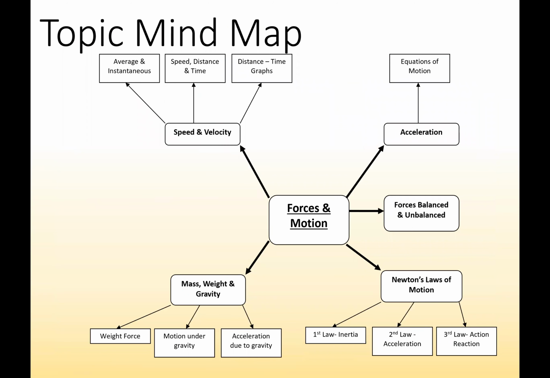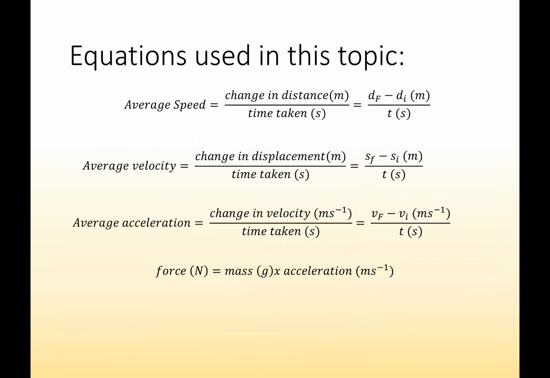So topics within forces of motion, we've got our speed and velocity, acceleration, forces, both balanced and unbalanced, our Newton's laws of motion, and looking at mass, weight, and gravity, and how they all impact motion. So you may recognize some of these equations already. So we've got average speed is change in distance divided by time, velocity, same idea, and acceleration, change in velocity divided by time. And then at the bottom, F equals ma, force equals mass times acceleration. And these will be used throughout. And as you can see on the right-hand side, they're also seen in different forms as well.